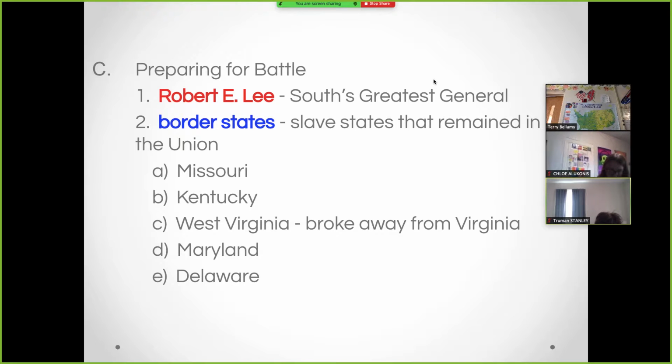We have 5 states that we're going to call border states because they're on the border between the Union and Confederacy. Those 5 border states are slave states that remained loyal to Abraham Lincoln. So Missouri, Kentucky, Maryland, and Delaware. And then West Virginia, I think, is 54 counties in the western part of Virginia. I'm not sure if it's 54 or 42. I don't know the number, but I'm pretty close.